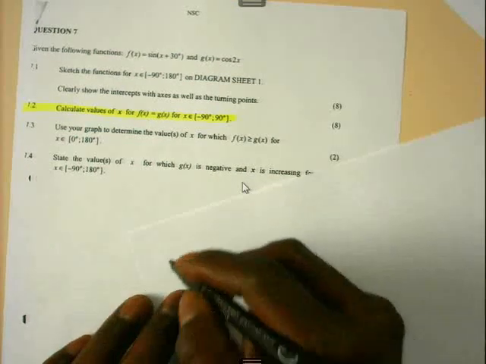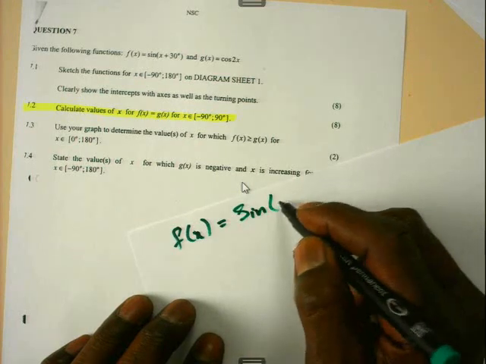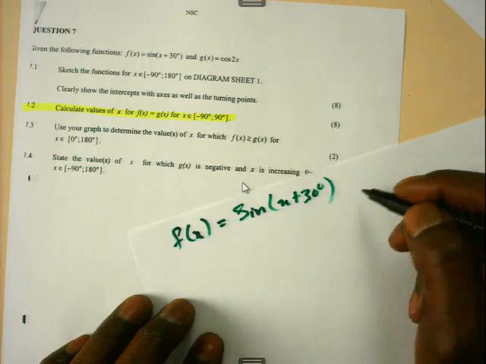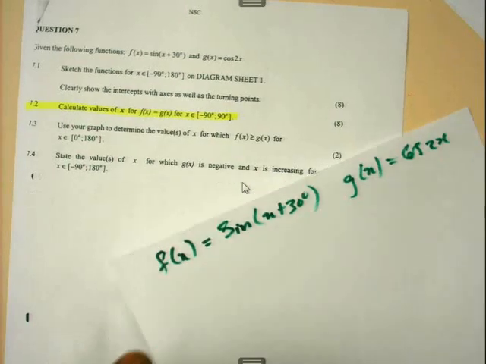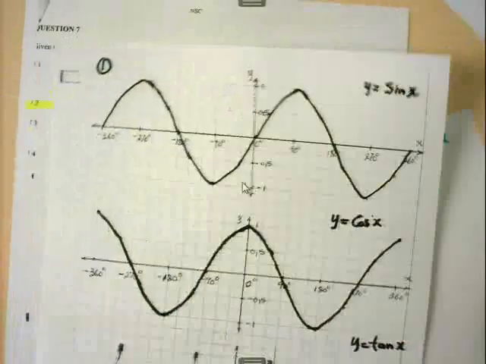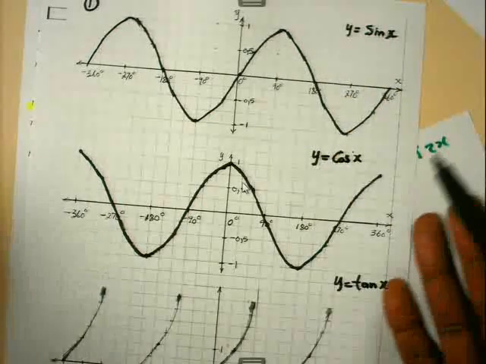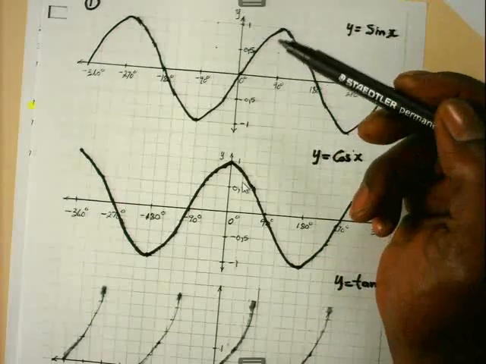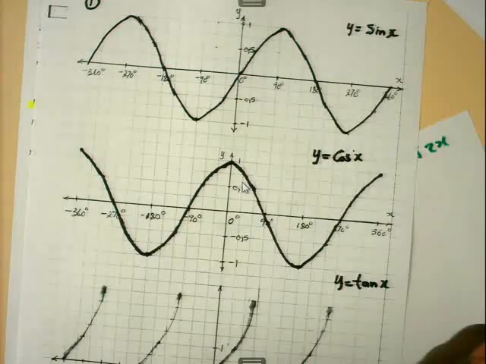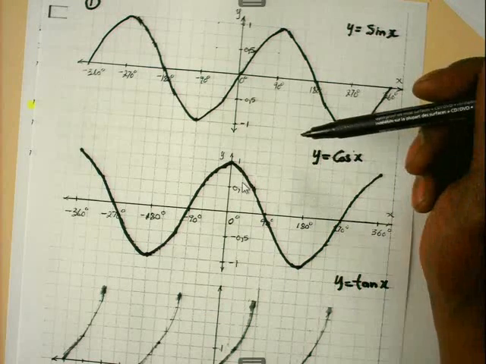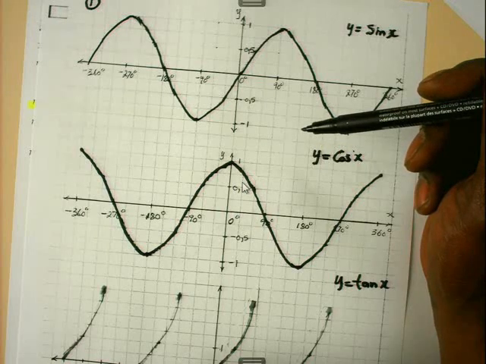We are going to draw the two graphs, one of f(x) = sin(x + 30°), and another one of g(x) = cos 2x. Now, when I look at the graph of sin x, I'm able to say this is the original graph that I'll always refer to, and this graph will generate a lot of graphs. It will produce a lot of graphs. As a result, we refer to it as the mother function because it's going to have a lot of babies.